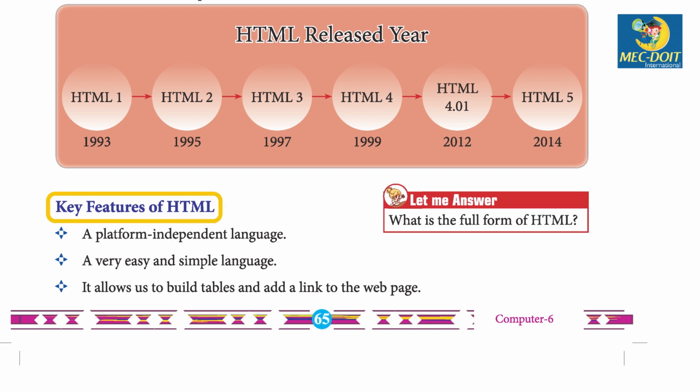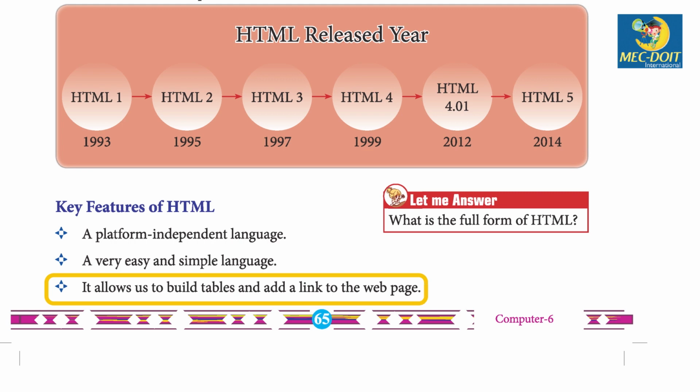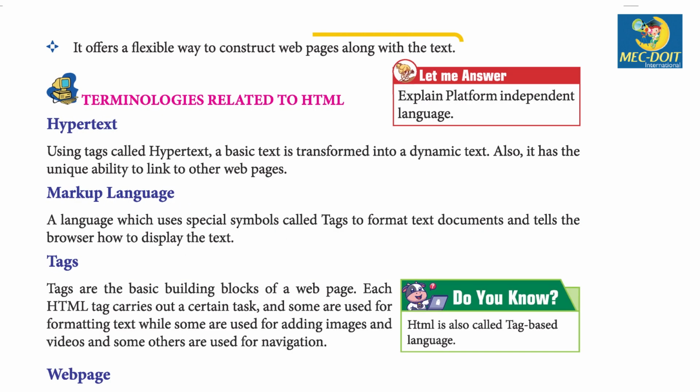Key features of HTML. A platform-independent language. A very easy and simple language. It allows us to build tables and add links to the web page. It offers a flexible way to construct web pages along with the text. Let me answer. Explain platform-independent language.